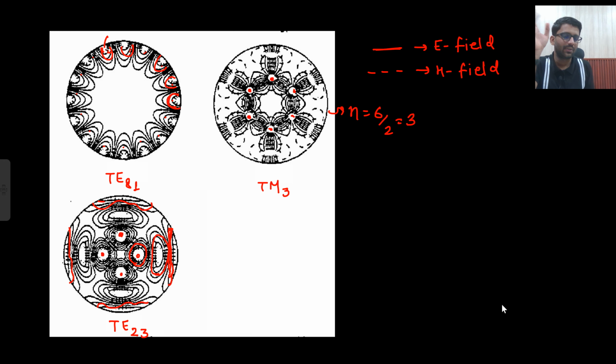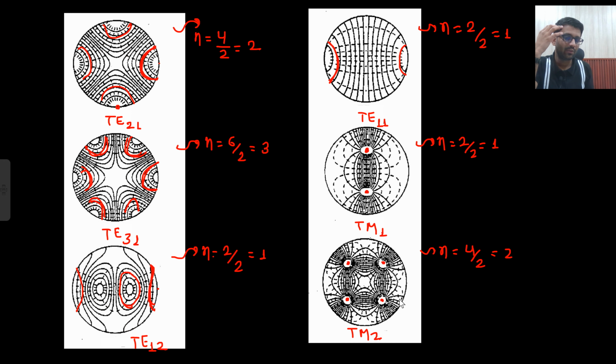1, 2, 3, 4, 5, 6. 6 by 2 is 3. Here, how many dots can you see? 1, 2, 3, 4. So 4 by 2 is 2. Here, how many dots can you see? 2. 2 by 2 is 1. Right? Now, the value of p you need to determine.